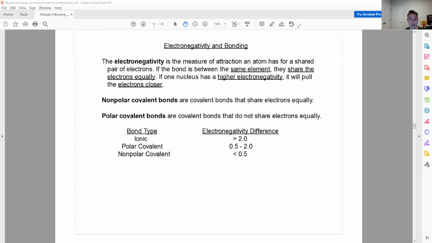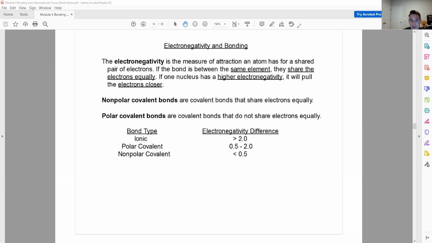And so there are two types of polarity. There are nonpolar bonds and there are polar bonds. Nonpolar covalent bonds are covalent bonds that share electrons equally. Polar covalent bonds are covalent bonds that do not share electrons equally.